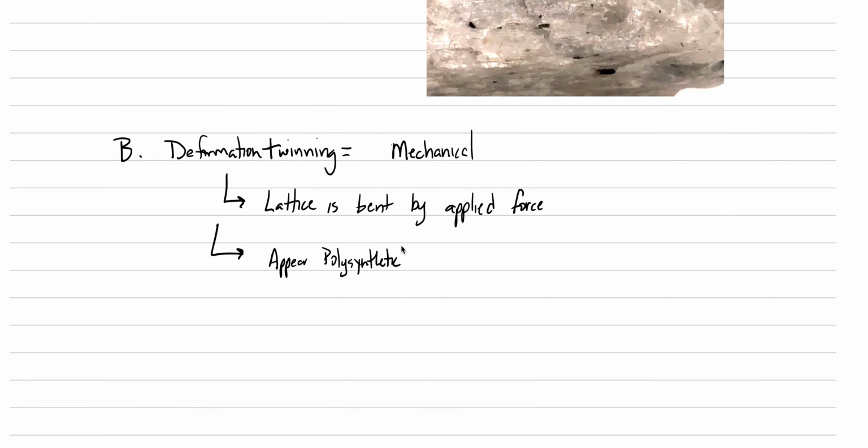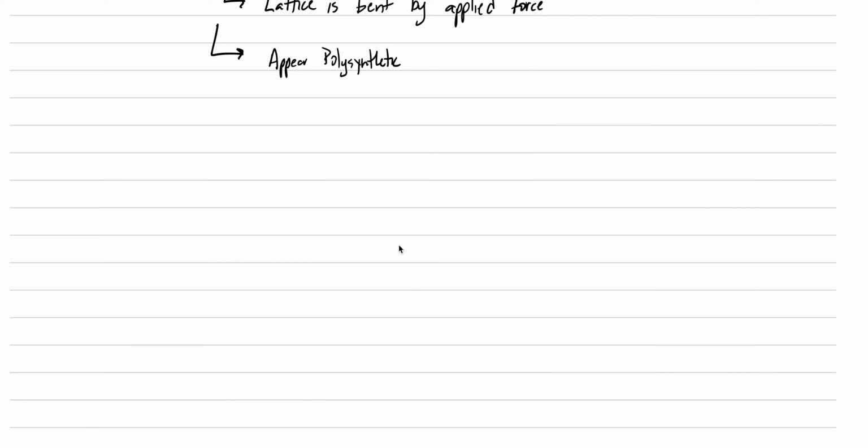And you may even call them polysynthetic deformation twins, and no one will get mad at you, because in the rock or in the mineral, you will see these closely spaced things, but they don't form by growth. Instead, they form by deformation. And so you'd want to look for evidence of that.